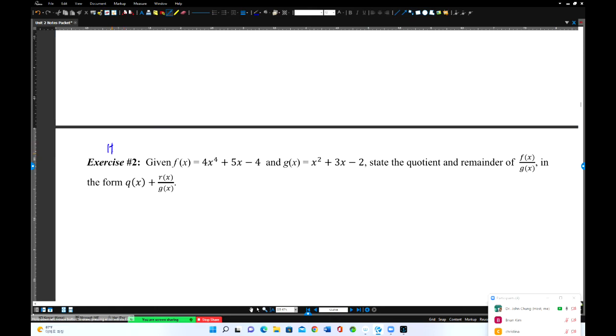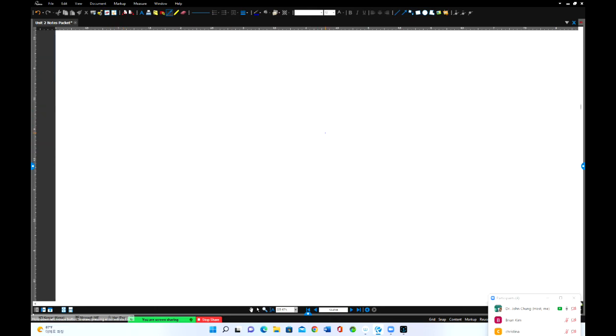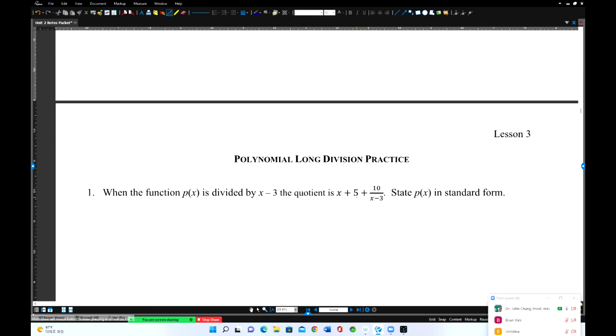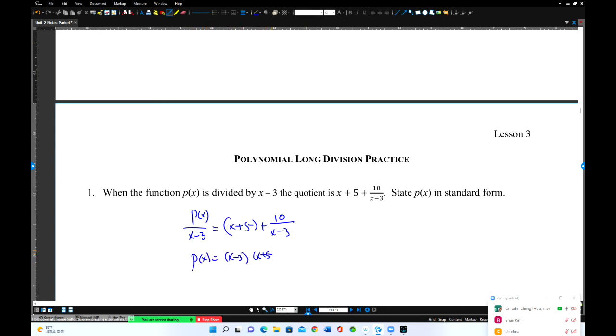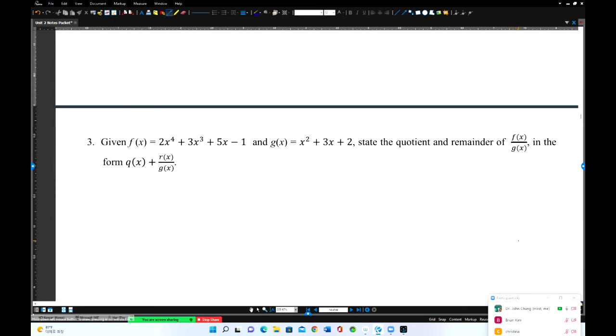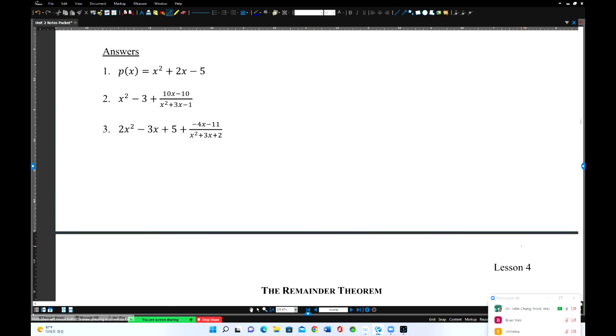Okay, you can try this one. Because we're going to do synthetic division. Find P(x). P(x) over x minus 3 is equal to x plus 5 as the quotient, and plus 10 as the remainder. We still keep the divisor, right? So to find P(x), multiply x minus 3 to both sides. So P(x) equals x minus 3 times x plus 5, and the x minus 3 is out, plus 10. You can simplify in standard form, okay? That's the same thing. Keep going with the next one. That's the answer key there.